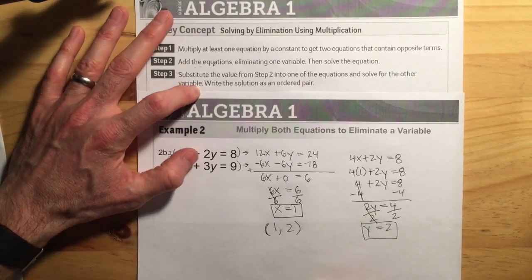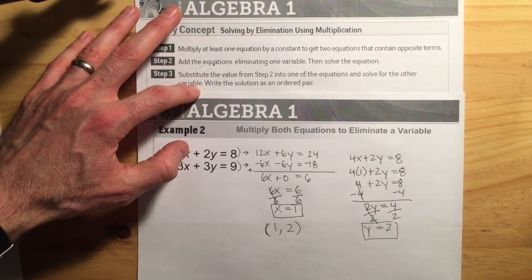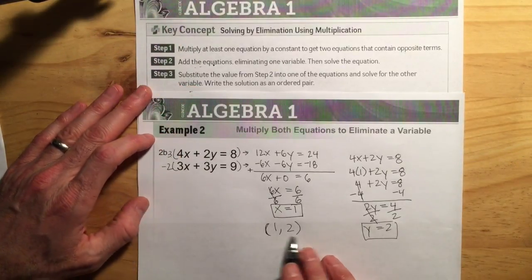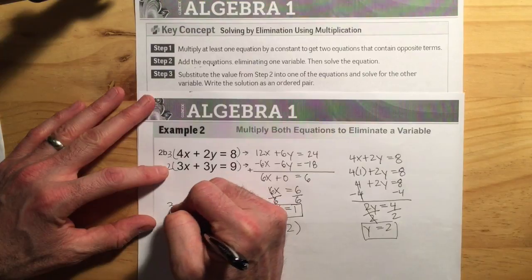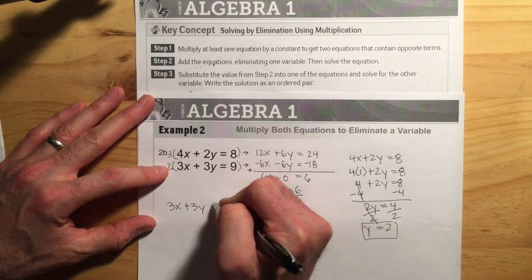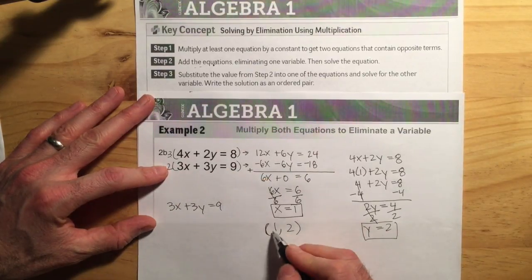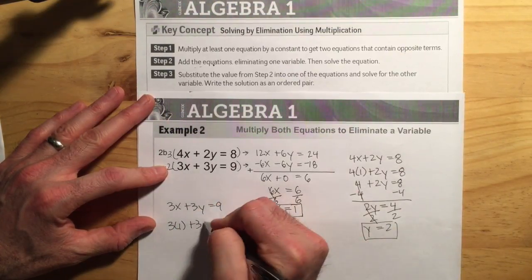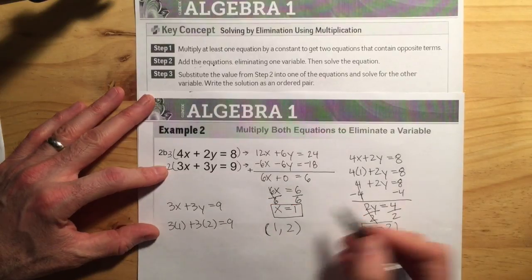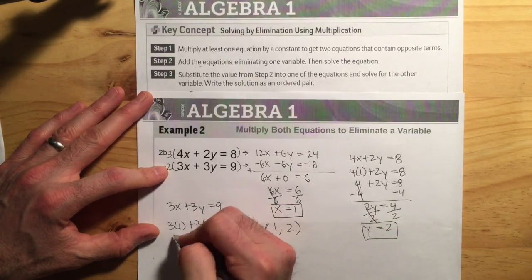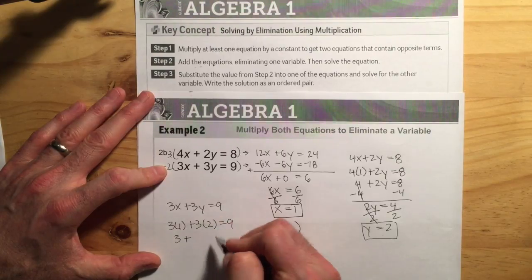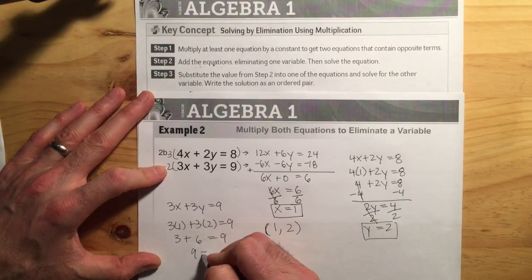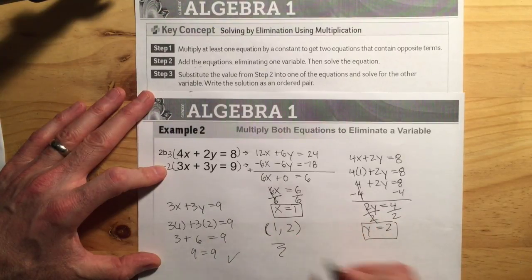All right, let's check our work. If I plug this in, let me put it into the second equation. So 3x plus 3y equals 9. Plug in 1 for x, 2 for y. 3 times 1 plus 3 times 2 equals 9. Let's make sure that happens. 3 times 1 is 3. 3 times 2 is 6. Well, 3 plus 6 is 9. 9 equals 9. This is our solution, and we're done.